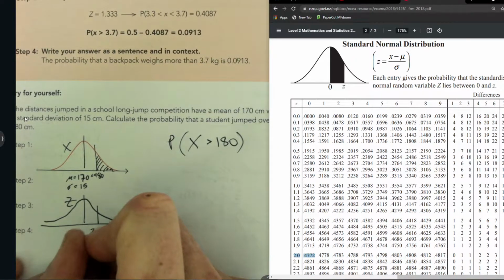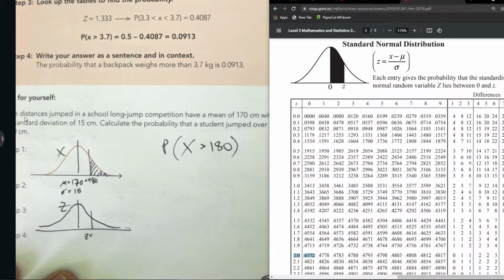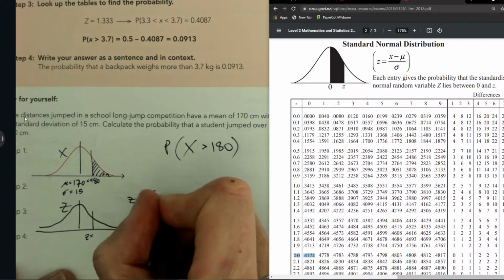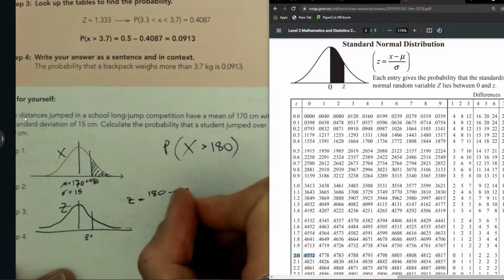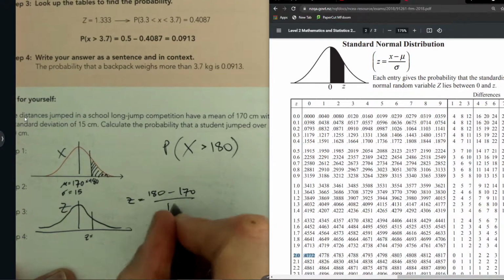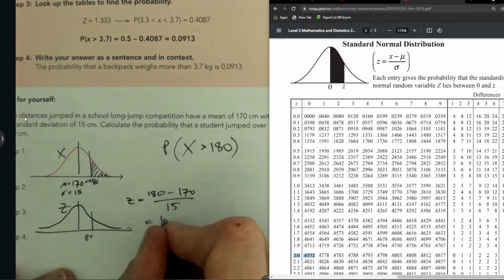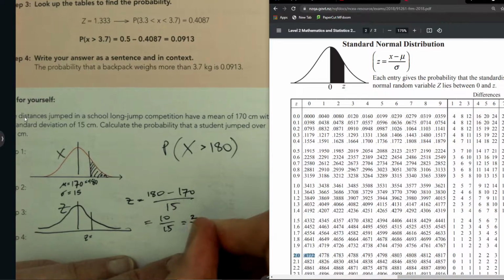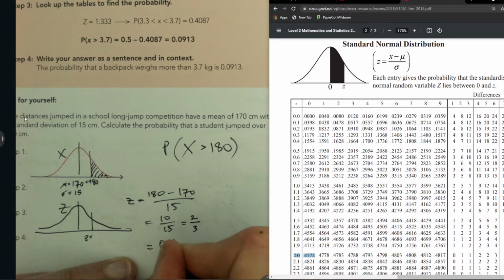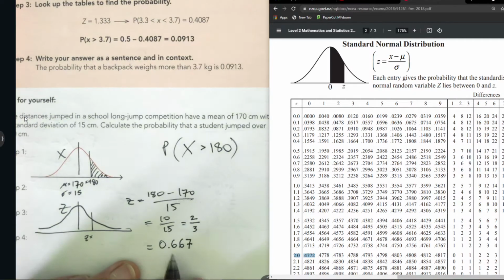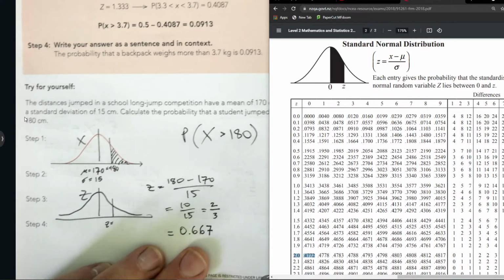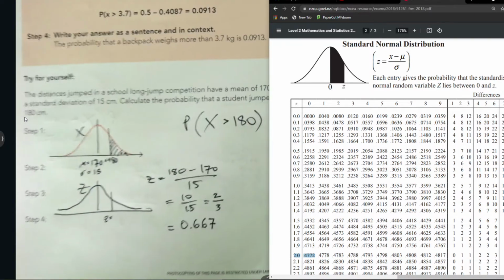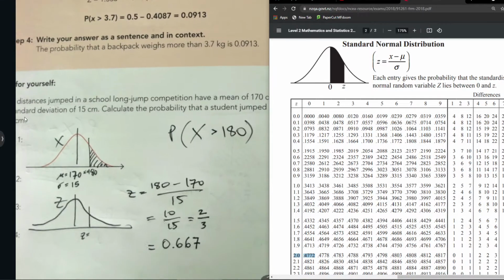So if we want to find this little z value, all we do is we go z equals the x value, which is 180, minus the mean, which is 170, over the standard deviation, which is 15. So that's going to be 10 over 15. And 10 over 15 is the same as 2 over 3, and as a decimal that's 0.667. Now, notice I stopped at 3 decimal places. That's because the table can only go up to 3 decimal places. This table value is about as hard as it gets when finding them, so let's have a look at it.